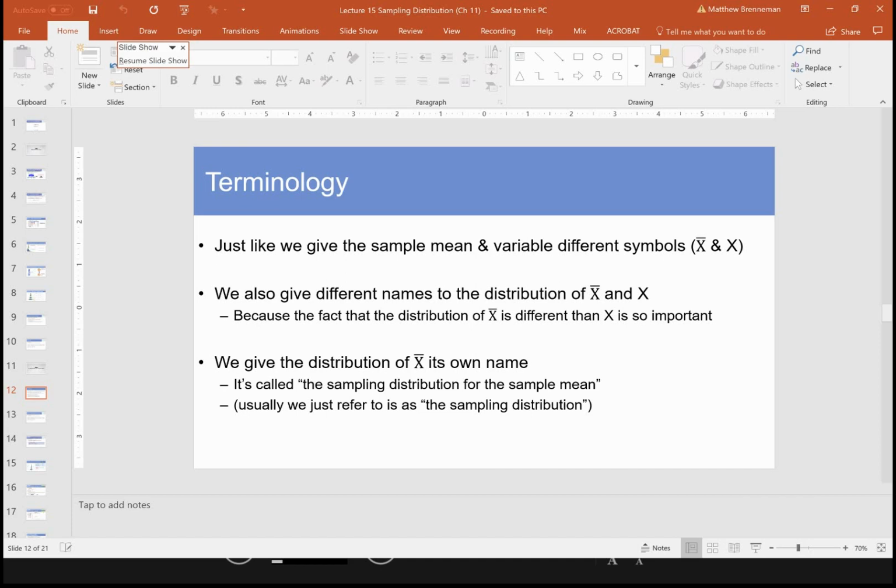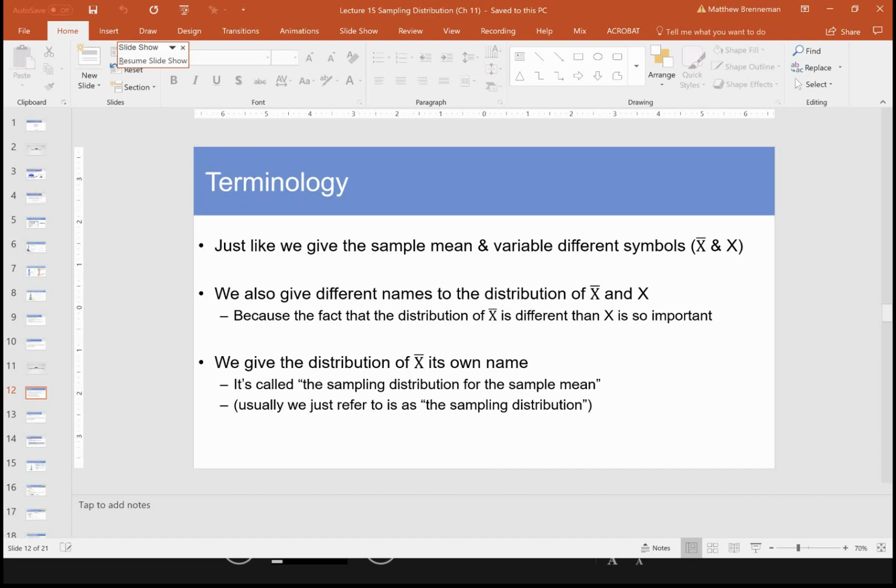Because the distribution of the variable and the sample mean are not the same, we're all totally convinced of that, right? We're going to actually give the distribution for the sample mean its own name. So we're going to call the distribution of X bar the sampling distribution for the sample mean. It's going to have its own name now. And generally, we're not going to use all those words.